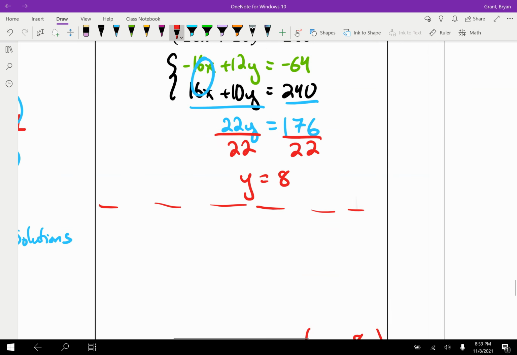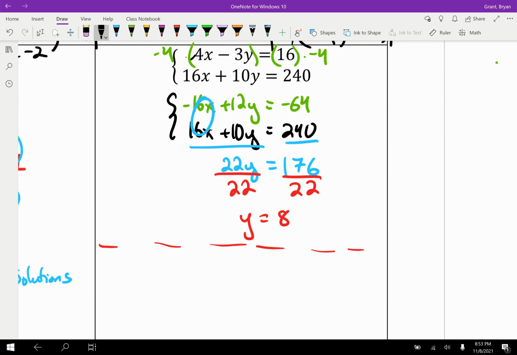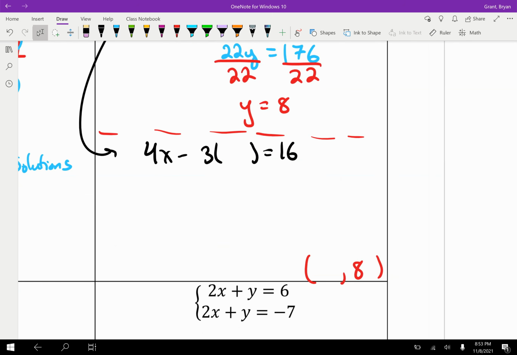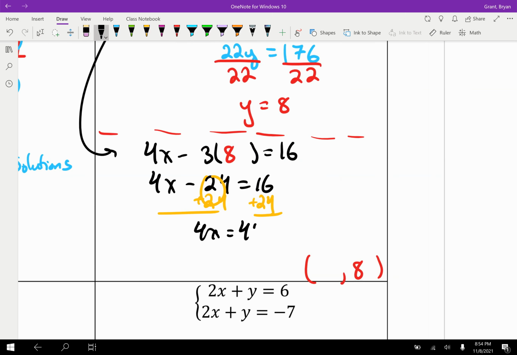We know y is 8. Let's take an original equation. I'll take this guy. Seems like it's a little bit easier. 4x minus 3 times whatever our y is, 8. 3 times 8. We end up with 4x minus 24 equals 16. And then we start solving. Add 24 to each side. 4x is equal to 40. 4 times what is 40? Well, 4 times 10 is 40. And we have our answer.